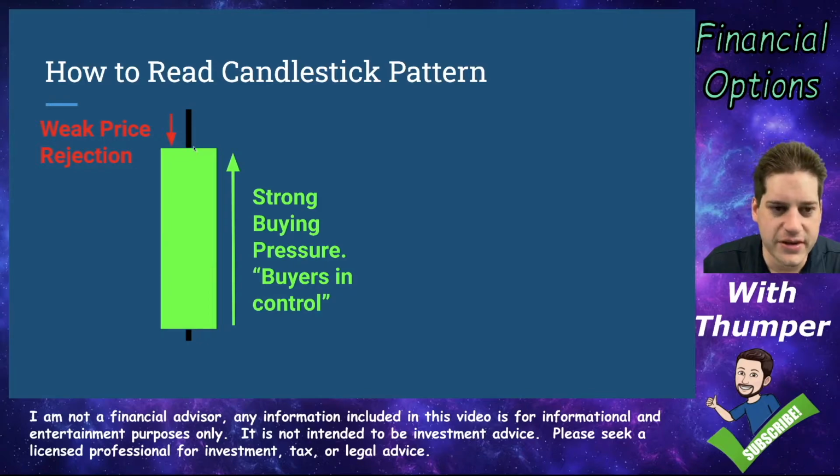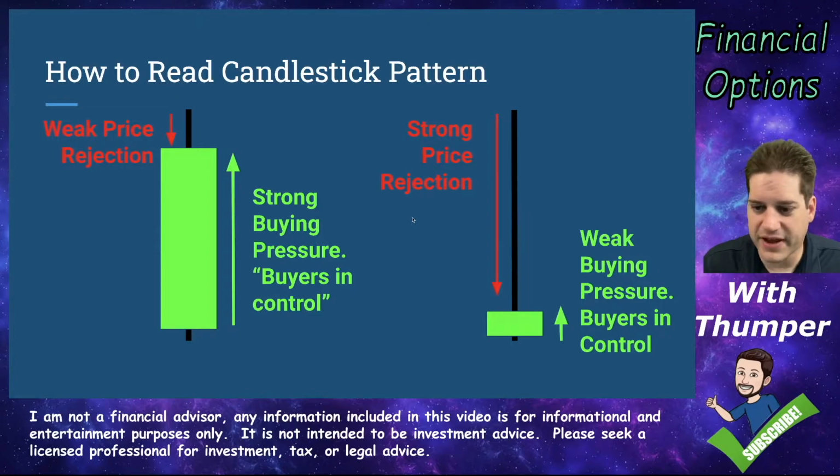At the top here, you can see it went up a little bit and came back down, so that's why there's a little wick at the top here. And this would be considered a weak price rejection, because the sellers were not able to push it back down to the close or turn the candle red. So this would be like a little bullish candle here.